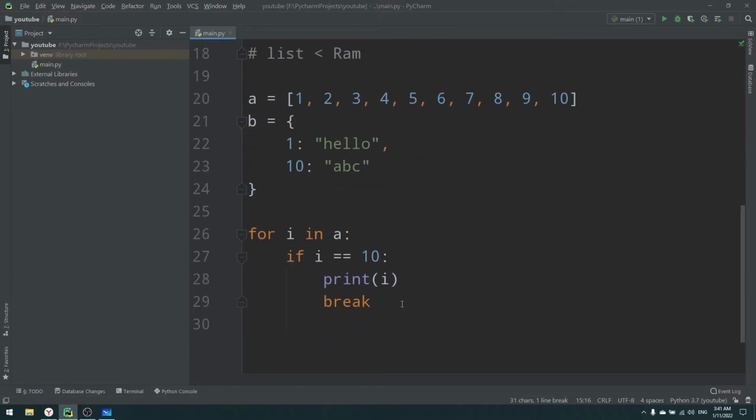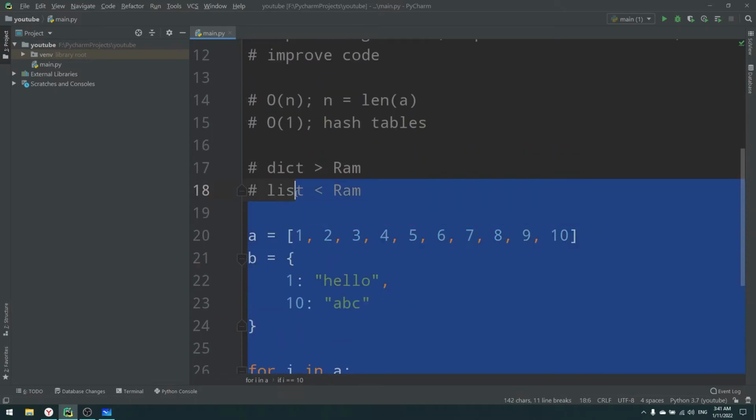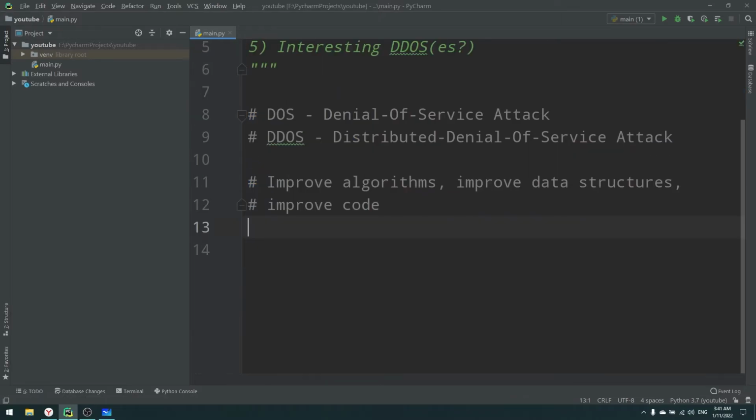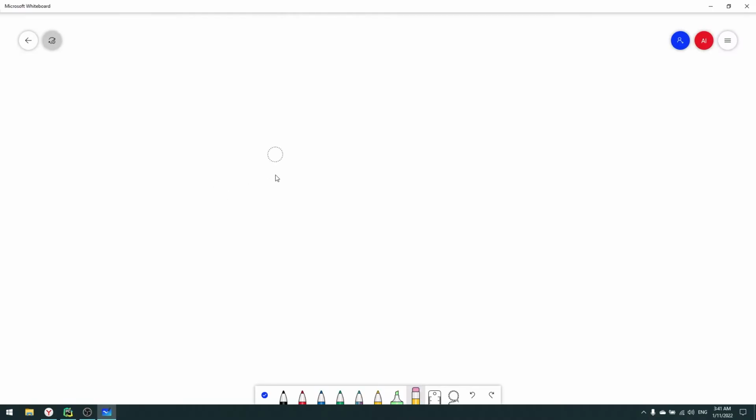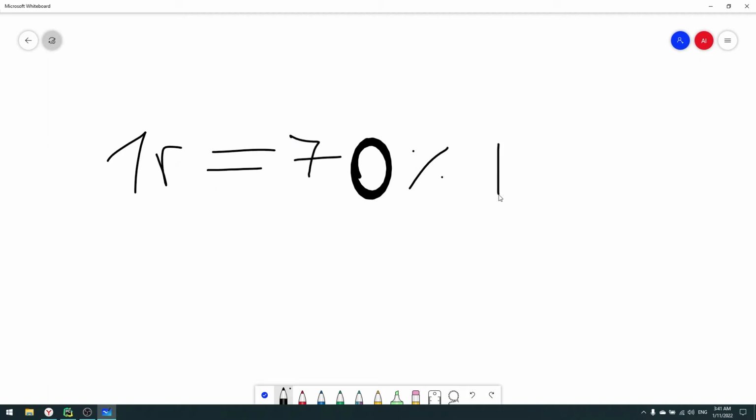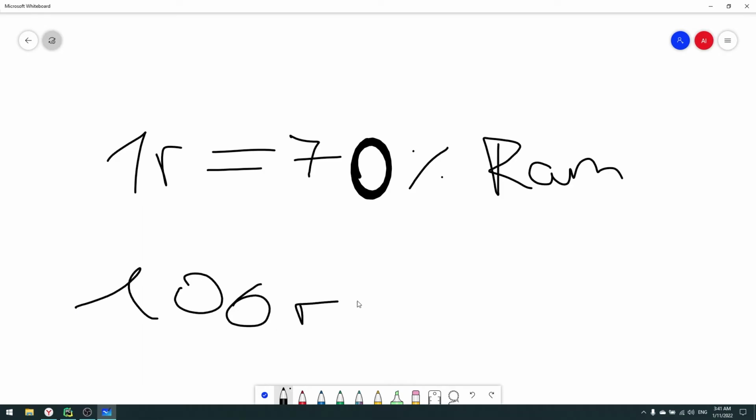And what you need to do is profile your applications, profile them on memory. Basically, what I'm trying to say is that if one request to your application impacts 70% of your RAM, just imagine, one request equals 70% of your RAM, then imagine what will happen if I send 100 requests.